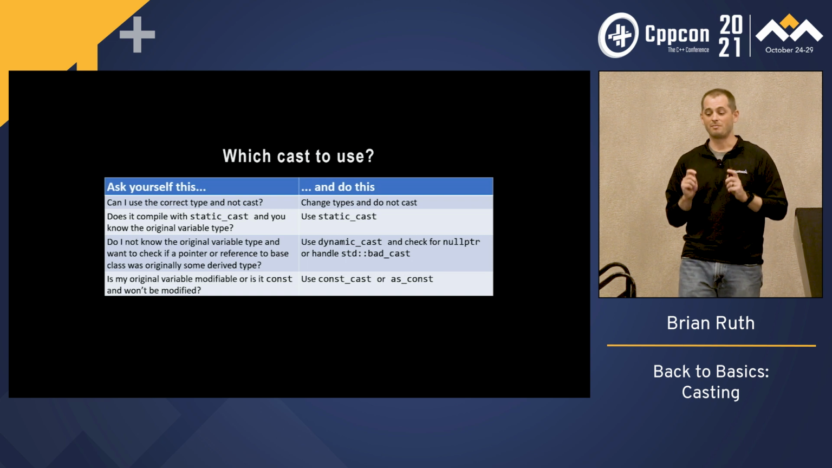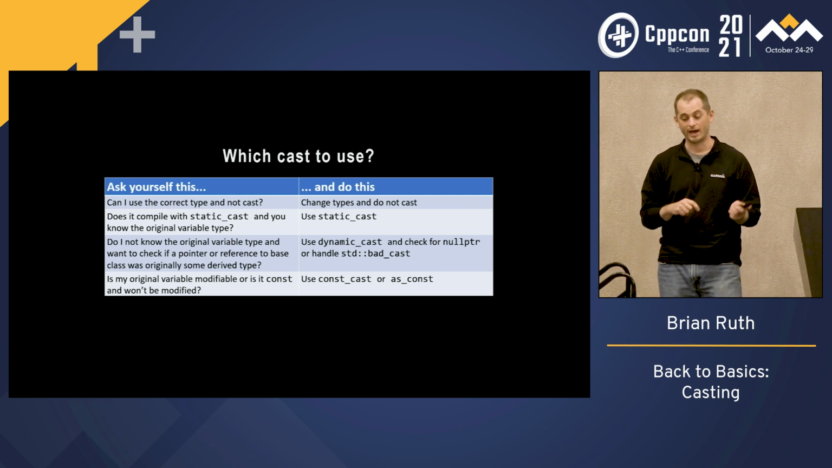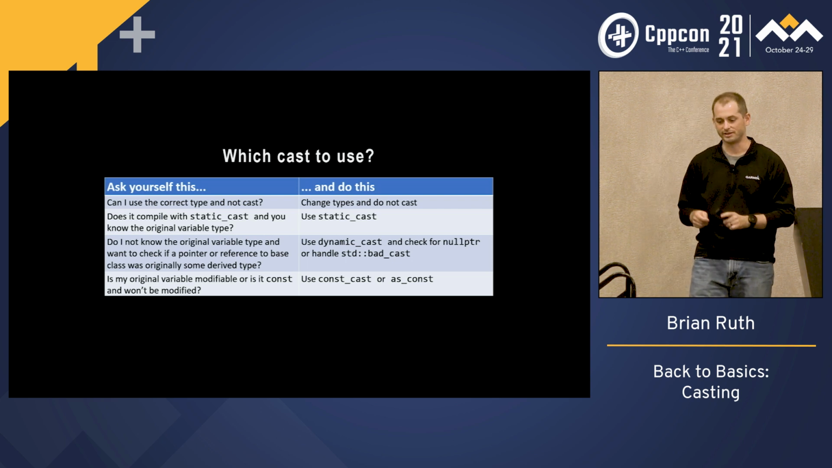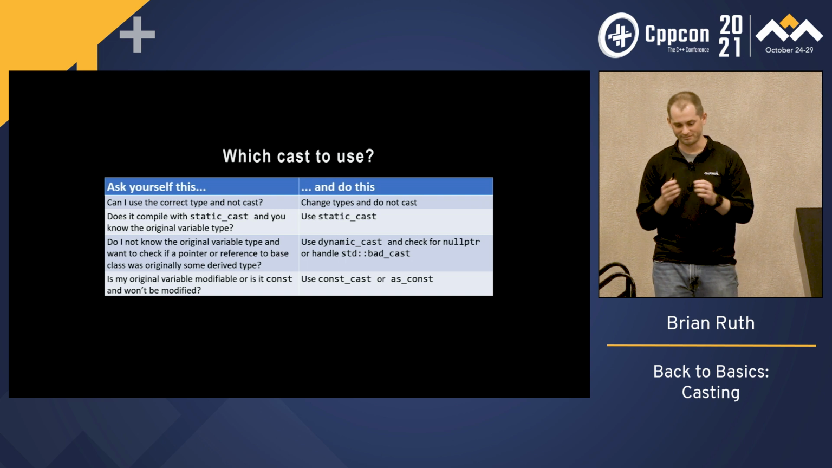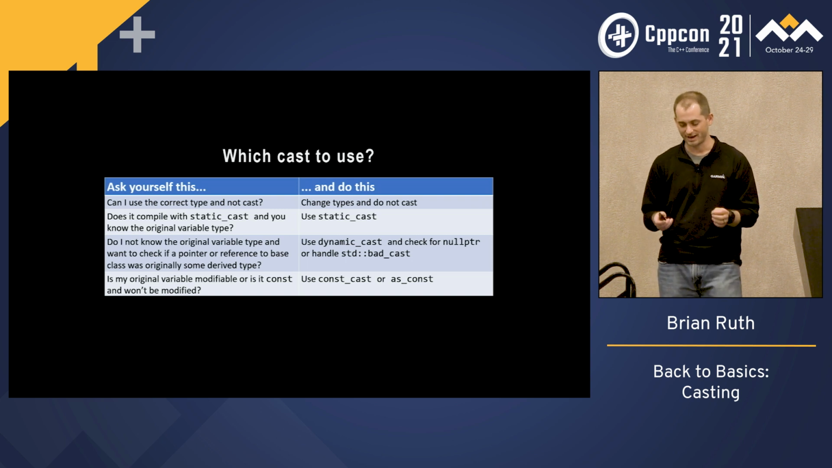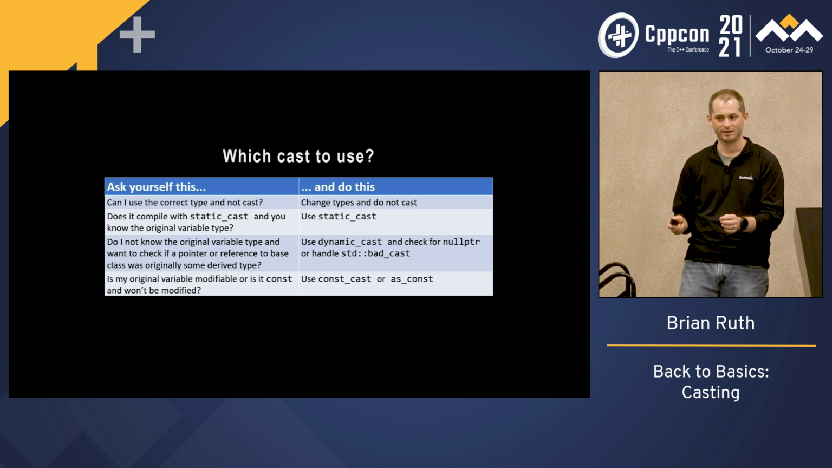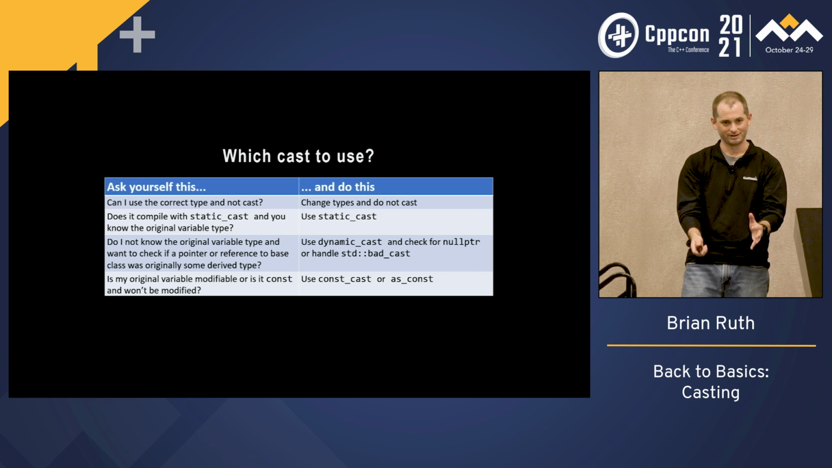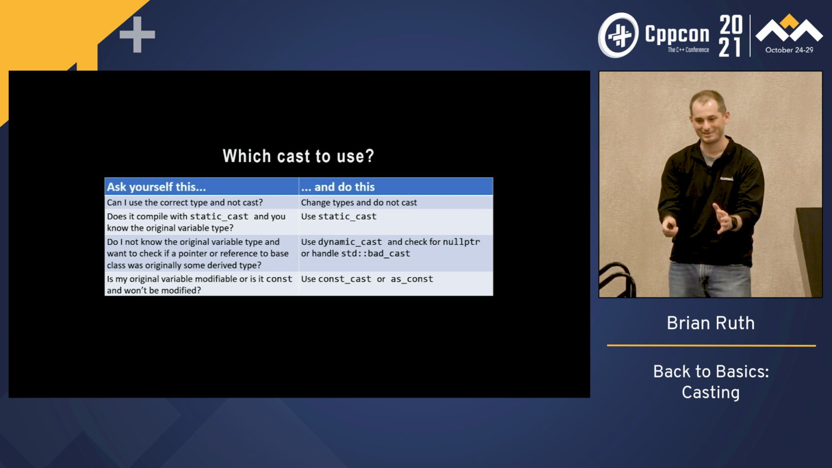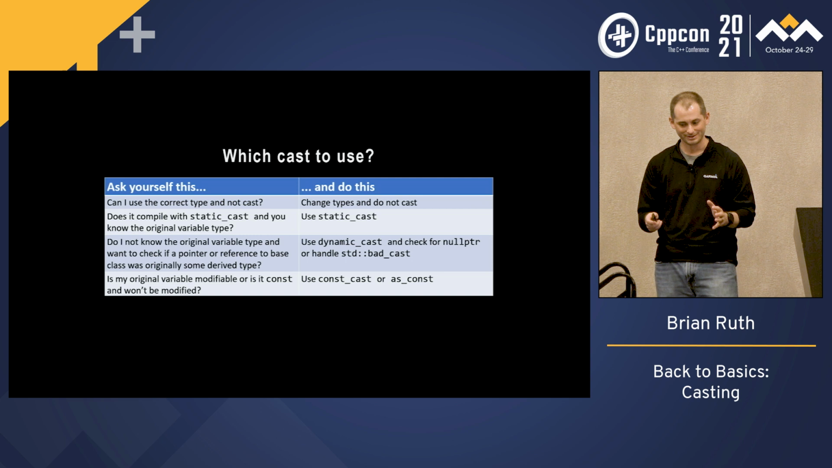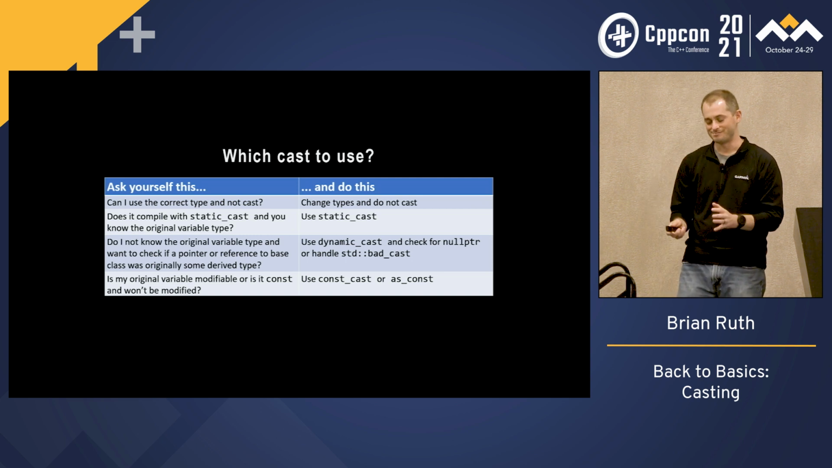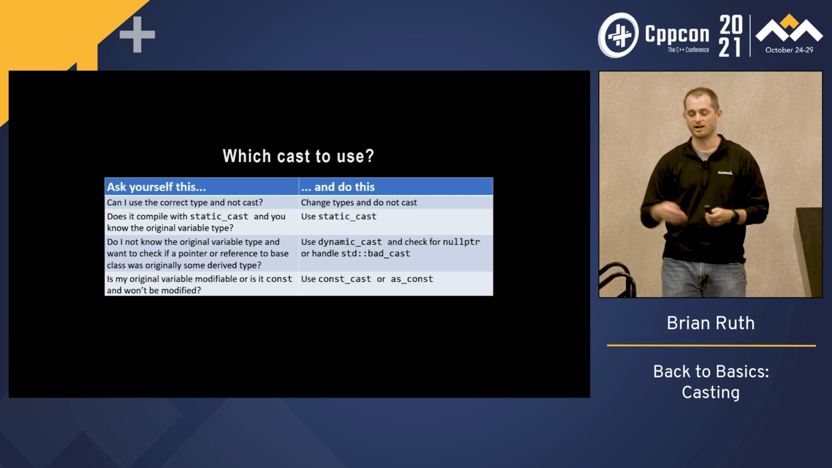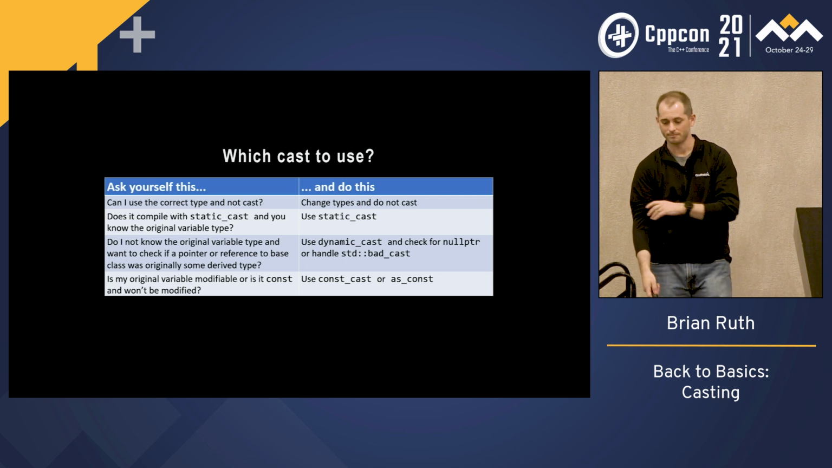Is my original variable modifiable, or is it const and won't be modified? Use const_cast then and only then. The most valid way I can feel to use const_cast now is if you're dealing with a C API, the C API is not const correct, and you know for a fact that that underlying C API is not going to modify your variable. So be very, very sure when you're using const_cast. And then for adding const, you can just use as_const.